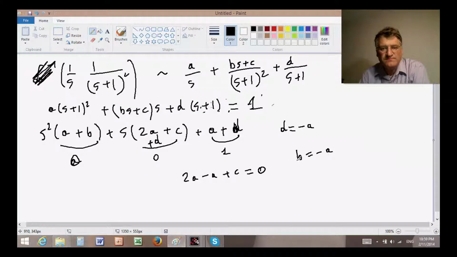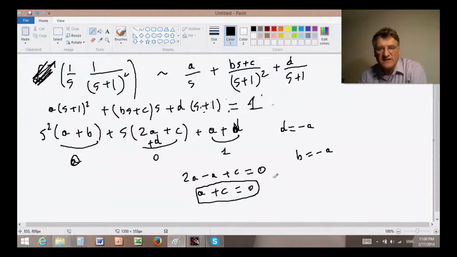So let's see how this goes. Here we have 2A minus A, so we need to get A plus C is equal to 0, because 2A plus C minus D minus A must be equal to 0. Okay, so we get that A plus C is equal to 0. And we get that D is equal to minus A and B is equal to minus A.